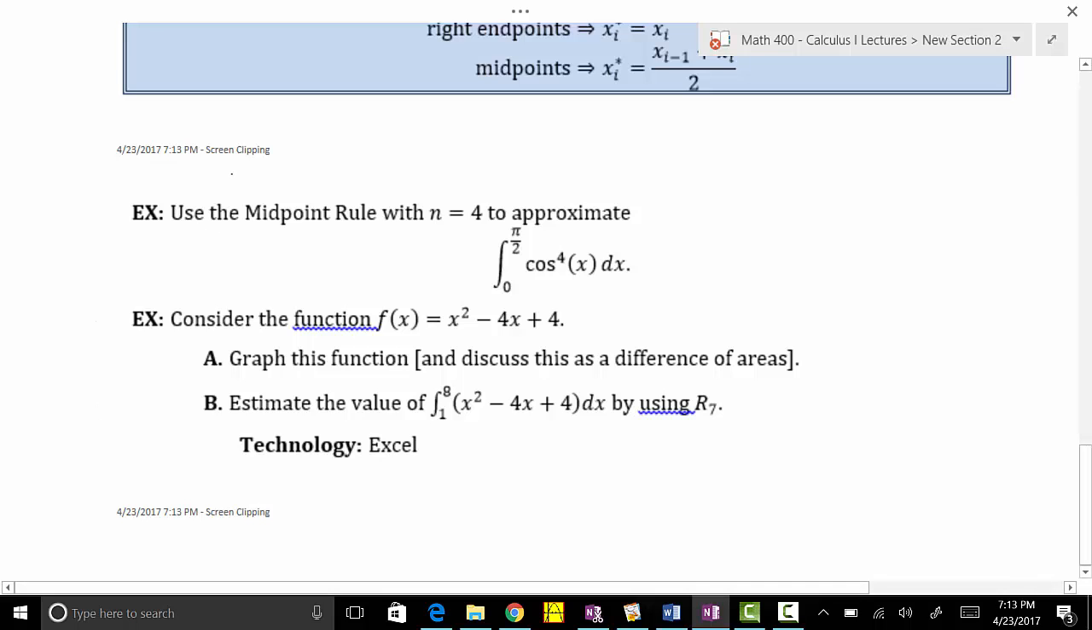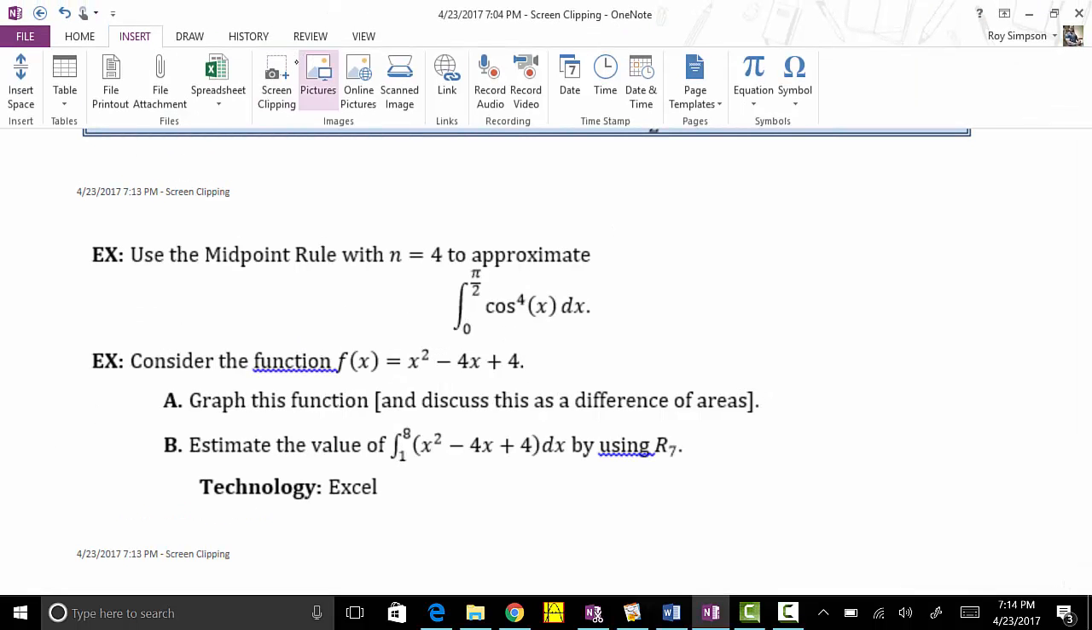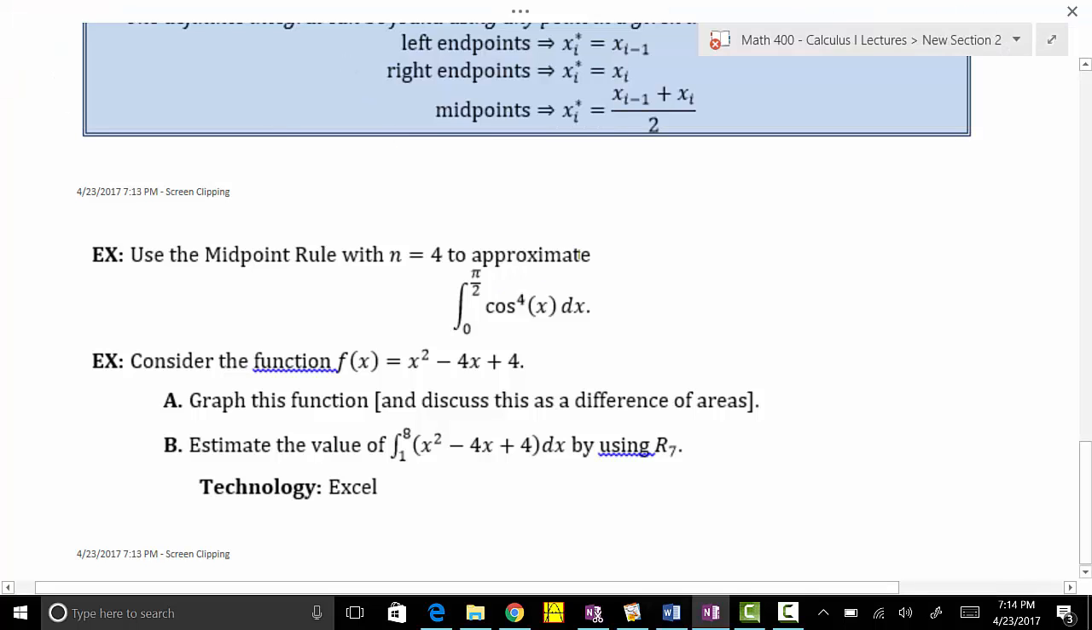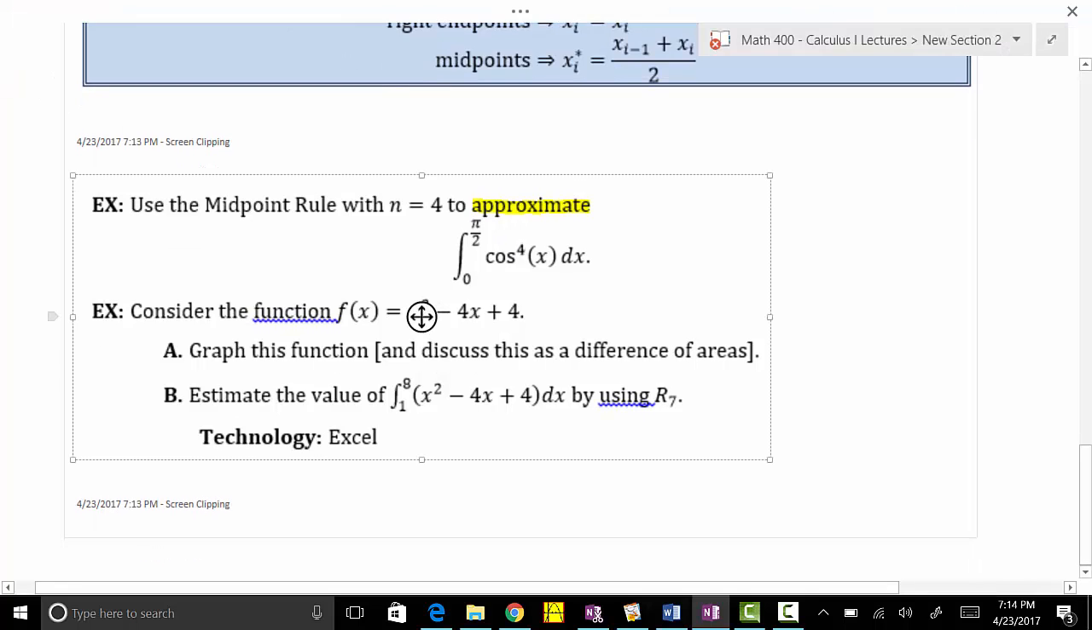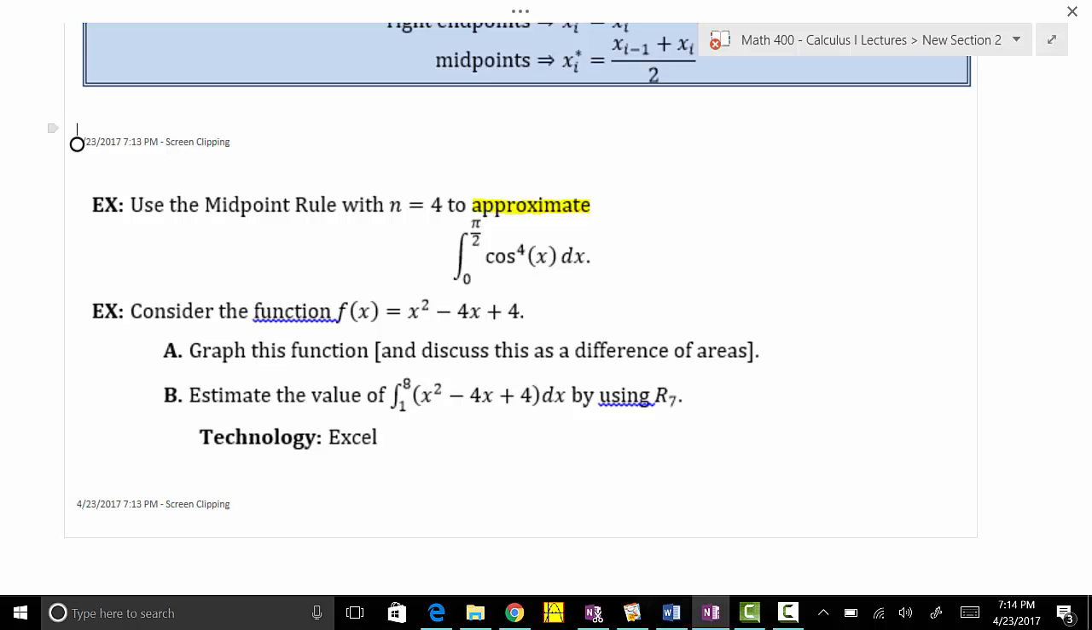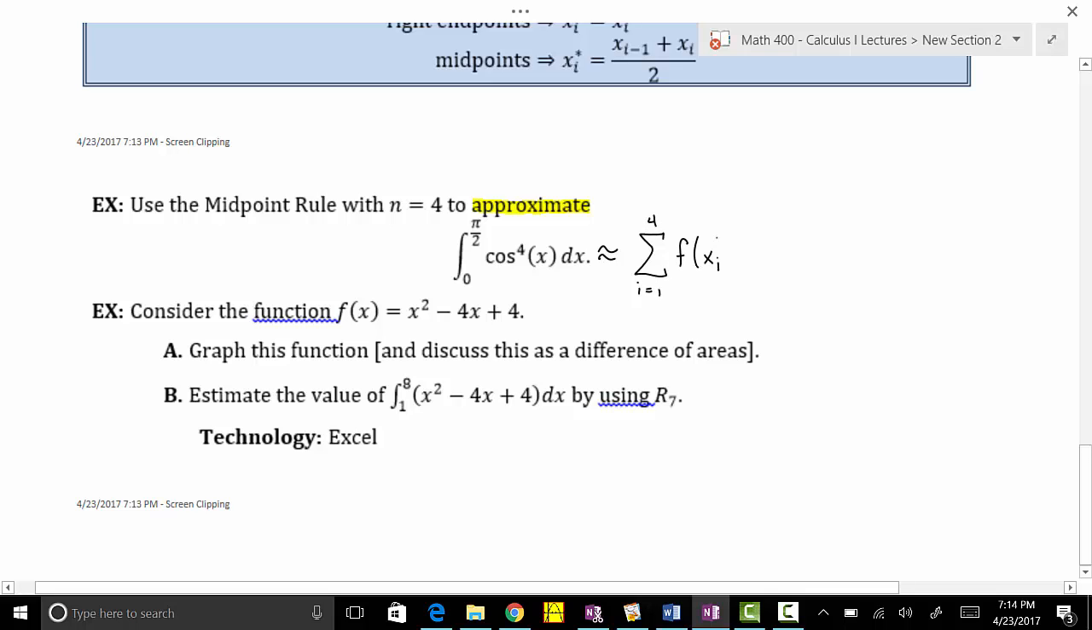Use the midpoint rule with n equals 4 to approximate. We're not actually finding the value of it. We're approximating what this integral is. The integral from 0 to pi over 2 of cosine to the 4th power of x dx. So what I'm going to do is say this is approximately, again, midpoint rule with n equals 4. So I'm going to sum up four things. i equals 1 to 4 of f of x sub i star times delta x.